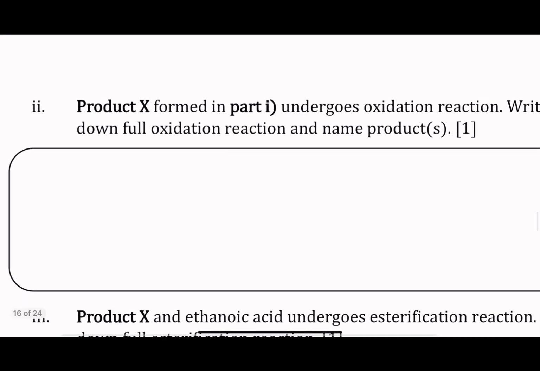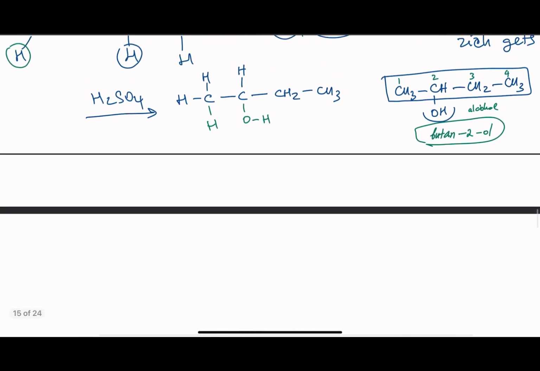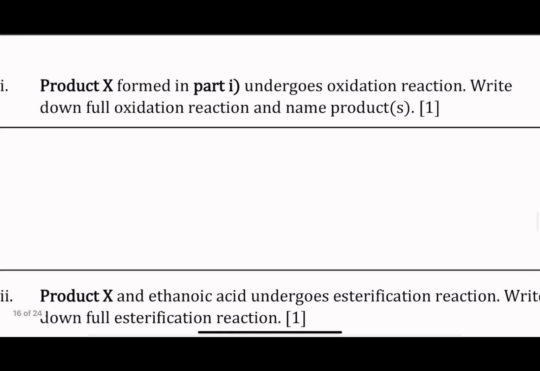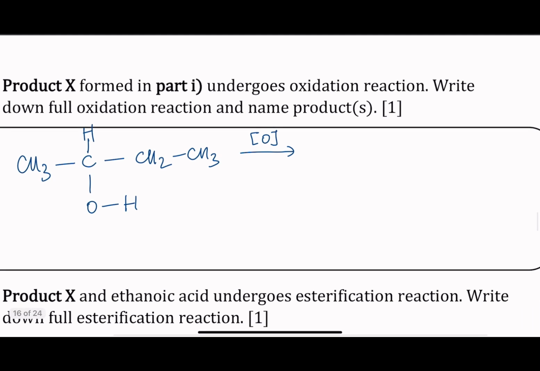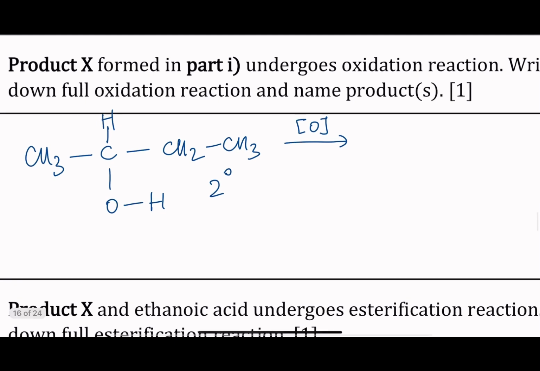So product X formed in part 1 undergoes an oxidation reaction. Write down the full oxidation reaction and name the products. Again, we're going to write our product here: CH3, CH, and I'm just going to write this part in expanded form, CH3, and then we're going to do the oxidation reaction. So now we know that this carbon is secondary, a secondary alcohol. The reason is that the carbon attached to OH has 1 hydrogen directly attached to it. And when we do oxidation, what we need to do is get rid of 2 hydrogens.